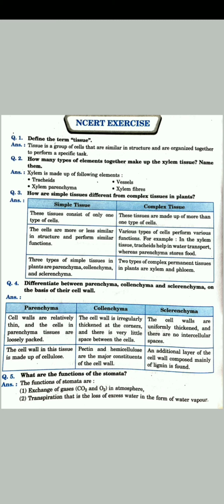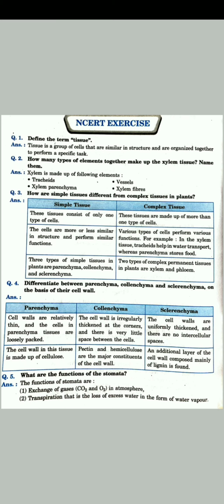Again, define tissue. That is repeated. How many types of elements together make the xylem tissue? You did phloem in the previous question, and now xylem. What are the components? Tracheids, vessels, xylem parenchyma, and xylem fibres.